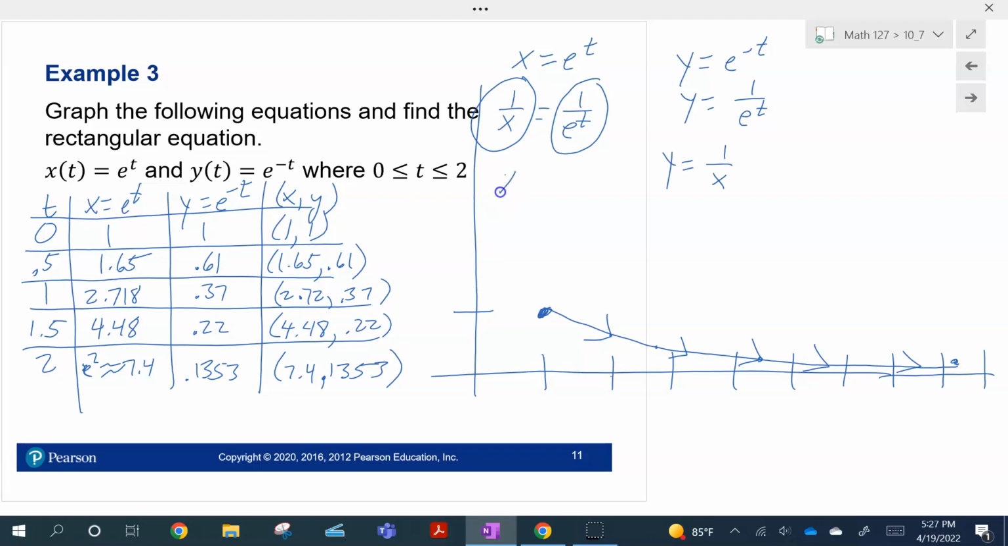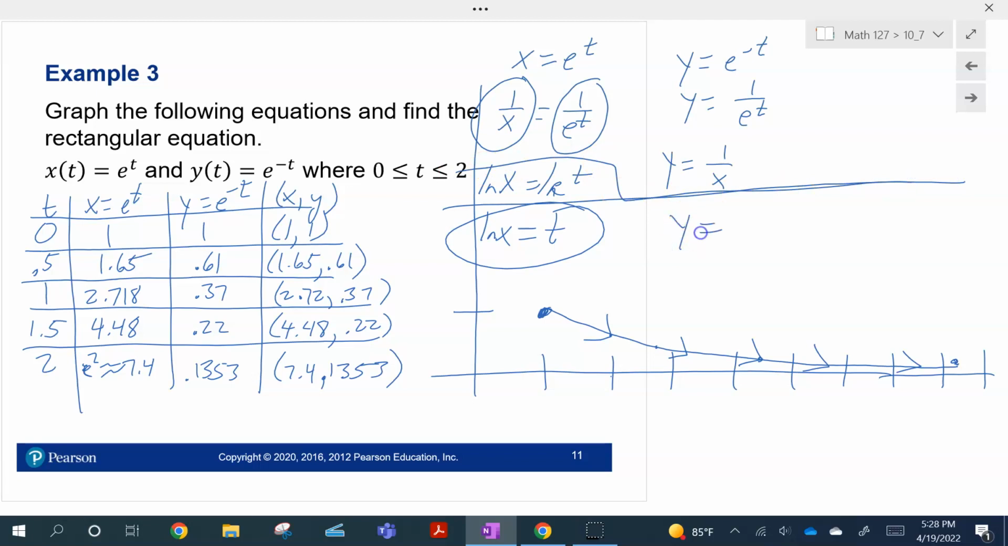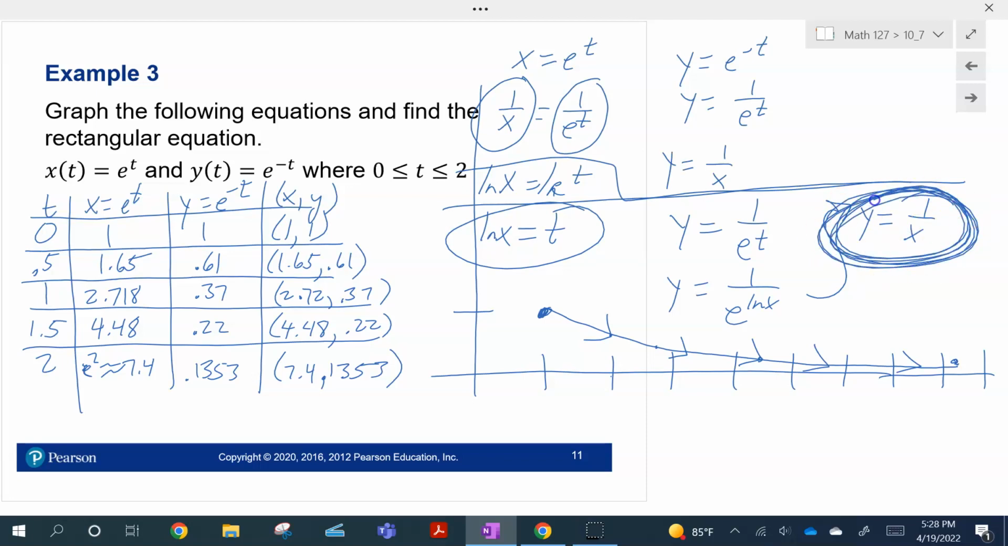Another way you could do that is you could say, well, x is e to the t. If I take the natural log of both sides, then ln of e to the t is t. So t is the ln of x, right? And now I have y equals e to the negative t, and now I plug t in, ln of x, and e to the ln of x is x. Either way, you get that y equals 1 over x for your rectangular equation there.